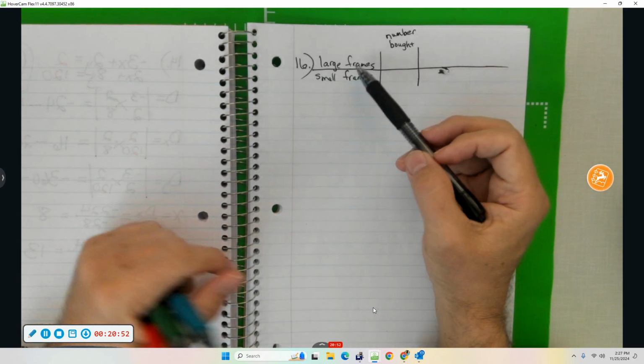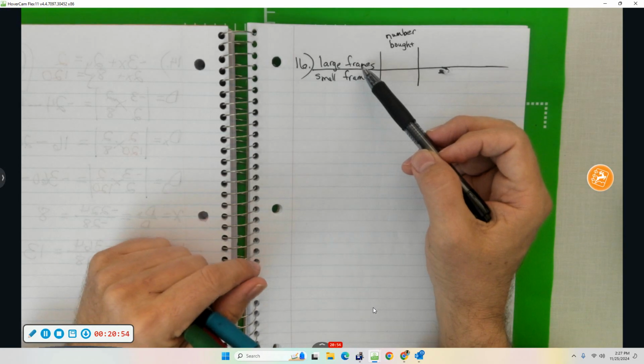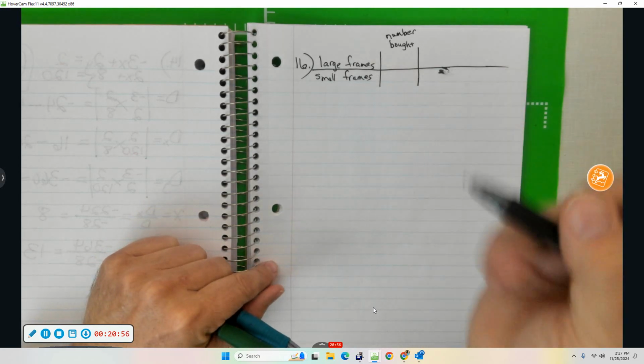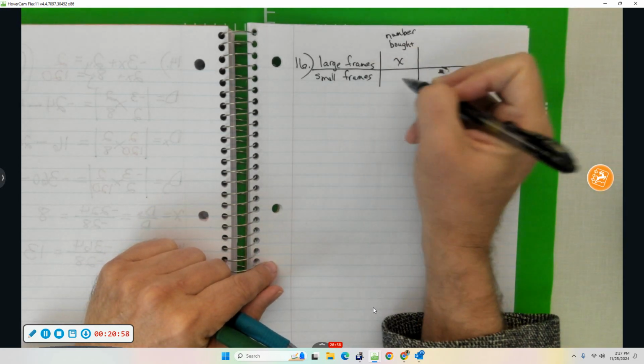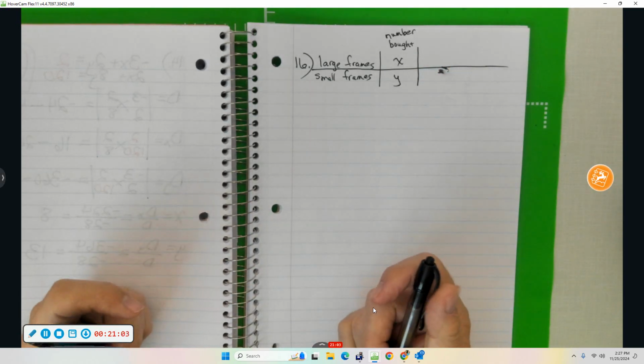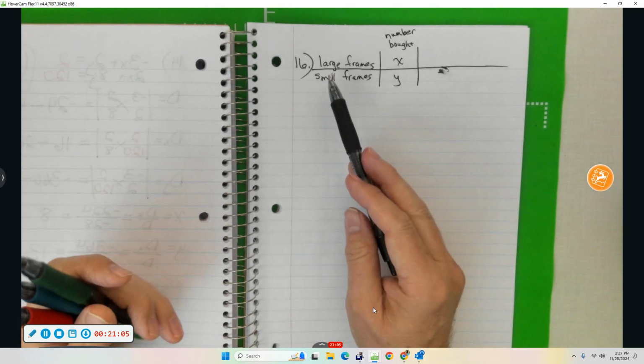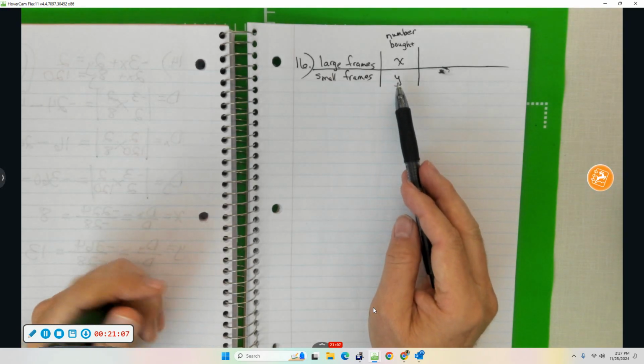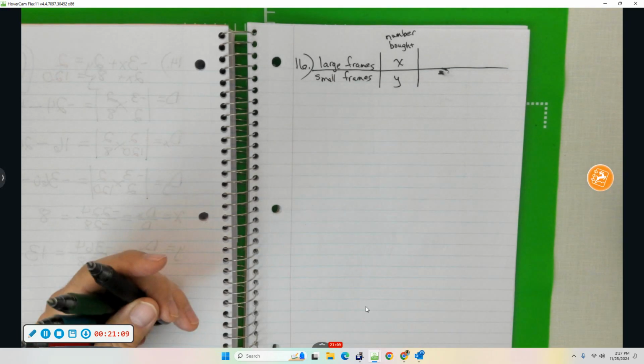The number of large frames, we don't know how many she bought. We don't know how many small frames she bought. I'm going to use an X and a Y. She bought X large frames, and she bought Y small frames. Let's go back to the problem.